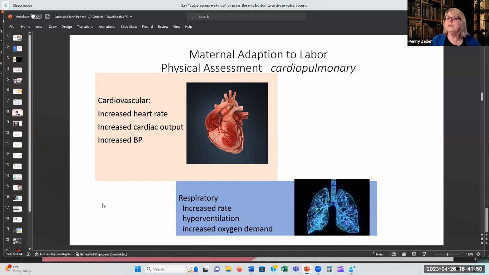Okay, during labor, we're going to see an increase of cardiac output, an increase of blood pressure, especially during contractions. Okay, so there's an increased demand. She's going to have an increased respiratory rate during labor, as you probably already suspected.